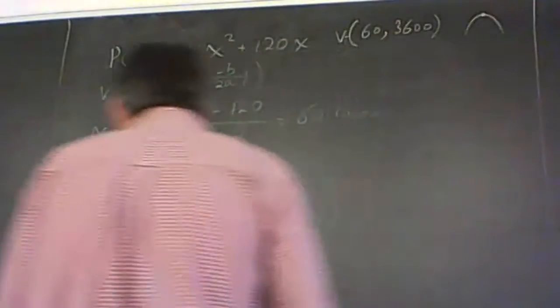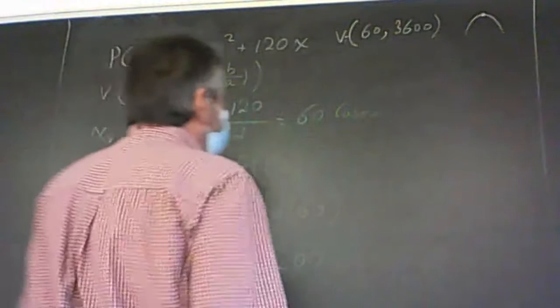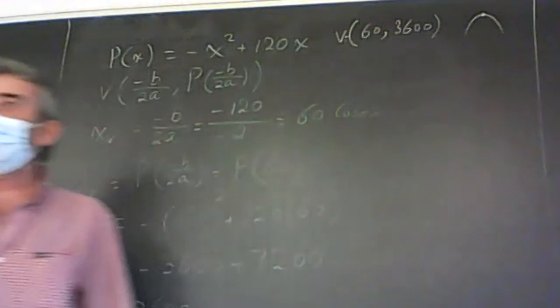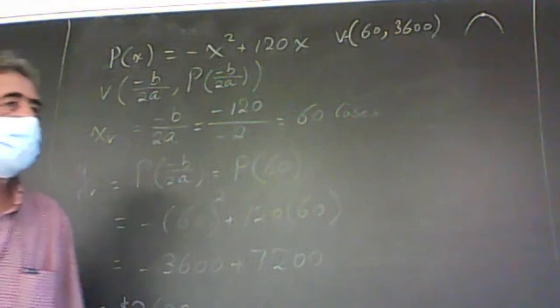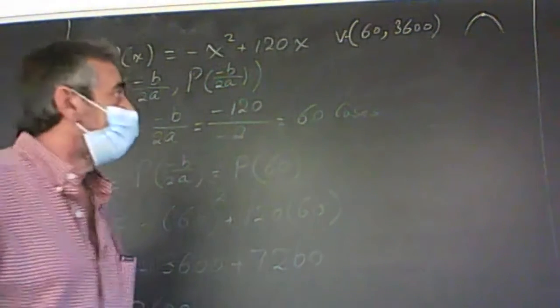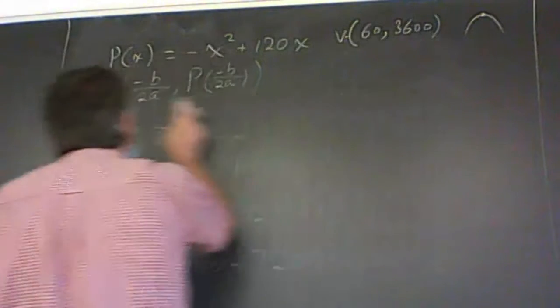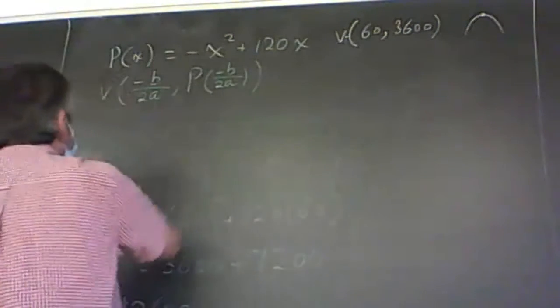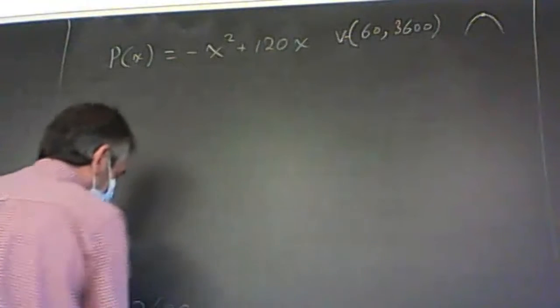Okay, now, the next step is we've already found the vertex. We've already determined it's the maximum. The next step is to find the x and y intercepts. Let's erase these because I don't need those anymore. Let's erase this. That's all I need, the equation.